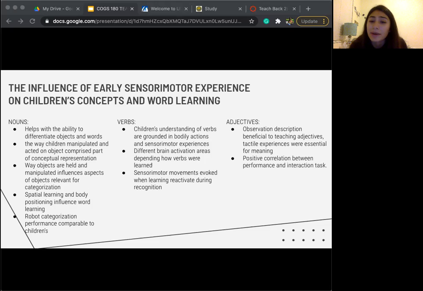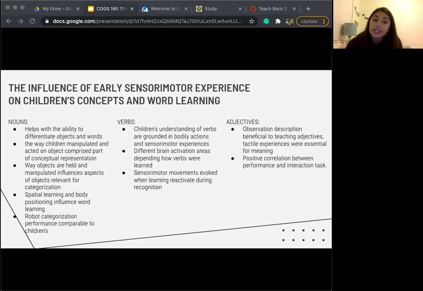The next section talks about verbs, and overall, it's saying that children's understanding of verbs is grounded in bodily actions and sensory motor experiences. They also mentioned that different brain regions are activated depending on how the children learned those verbs. Another thing mentioned with the verbs is that sensory motor movements evoked while learning are reactivated during recognition.